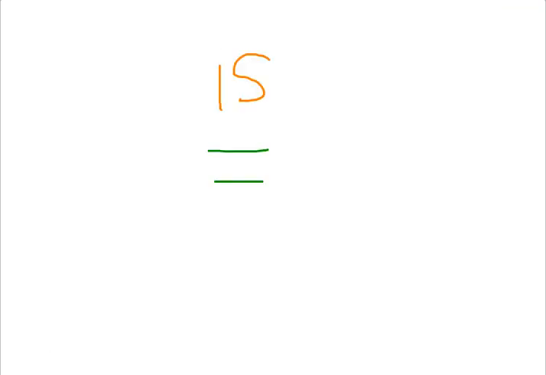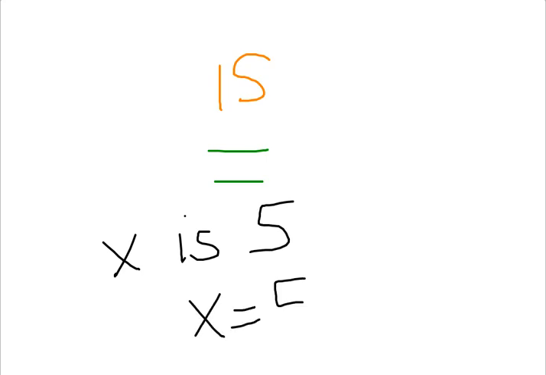One last thing before we get to some examples. You need to know that is means equals. So if I say x is 5, that means x equals 5. Okay, so let's do some examples.